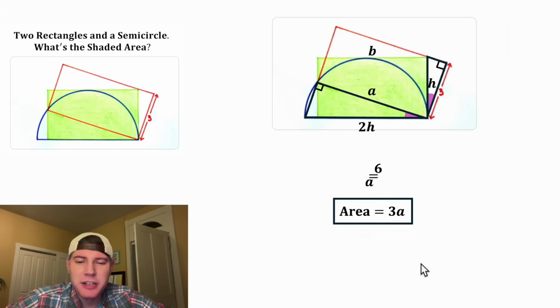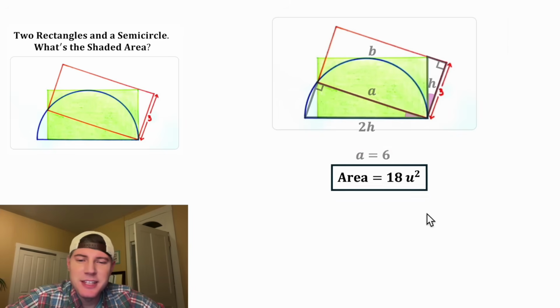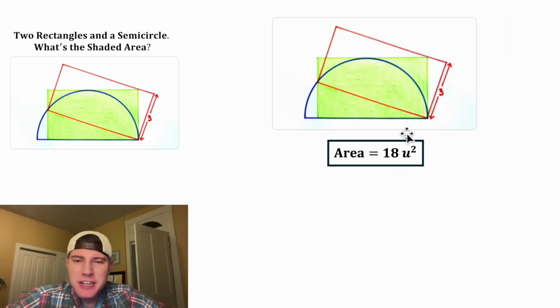And now we're ready to plug it into our equation. Let's give ourselves some room. In the place of this a, we can plug in 6. 3 times 6 is equal to 18, and we can give it a label of square units. This is the answer to our question. In this given diagram, the shaded area, the area of this green rectangle, is equal to 18 square units. How exciting.